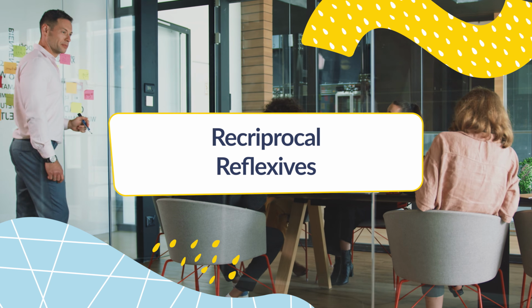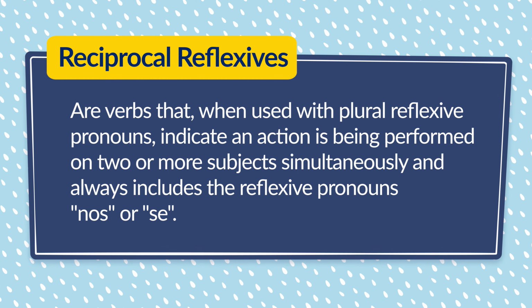Without further ado, let's explore our first type of reflexive verbs, reciprocal reflexives. As the name suggests, reciprocal reflexives are verbs that, when used with plural reflexive pronouns, indicate an action is being performed on 2 or more subjects simultaneously. Since it is always 2 or more subjects, it always includes the reflexive pronouns nos or se. Let's look at some examples.